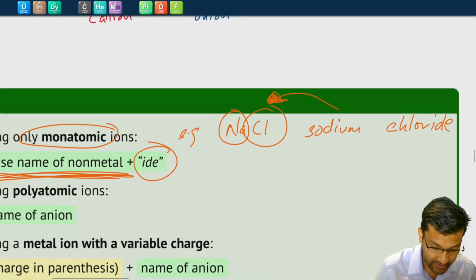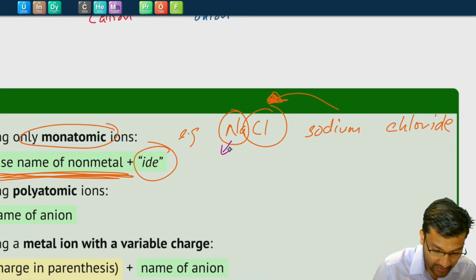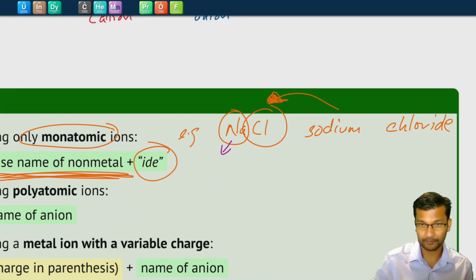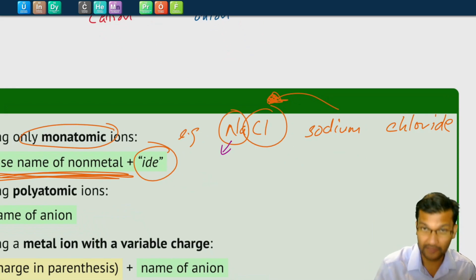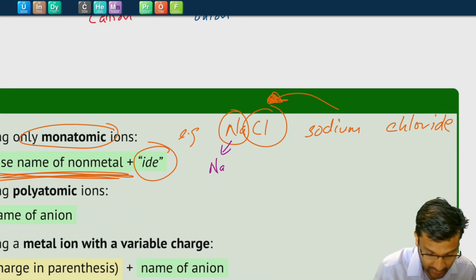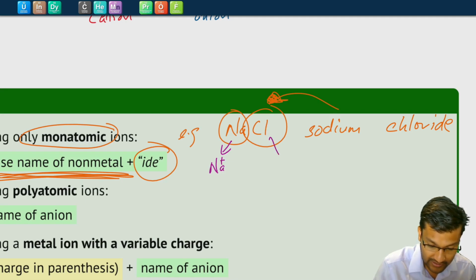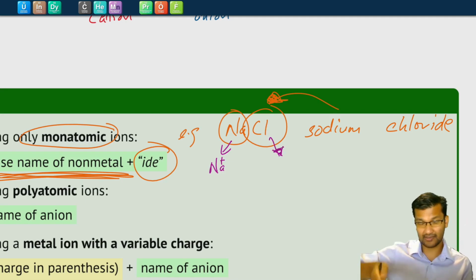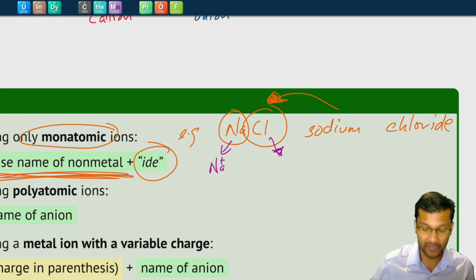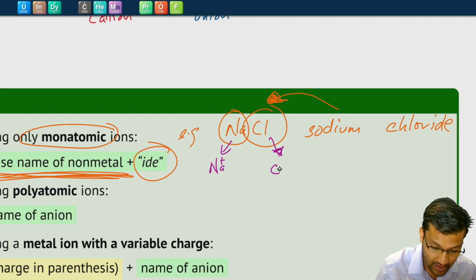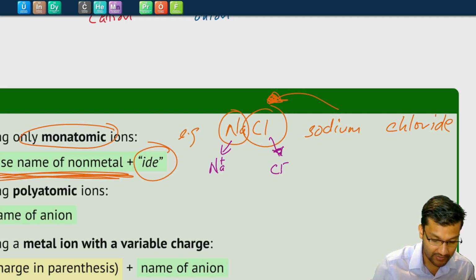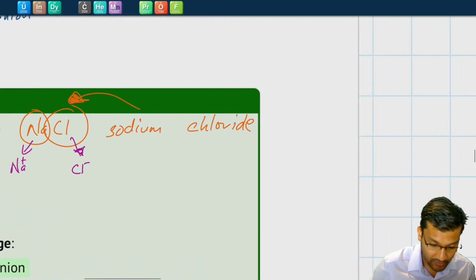If you wanted to break this apart into its charges, sodium is in the first group of the periodic table, which means it forms a +1 charge, so it'll be sodium +1. Chlorine is in the halogen group, the second to last column in the periodic table, so it has a charge of -1, and so we write it like that. The charge is balanced.